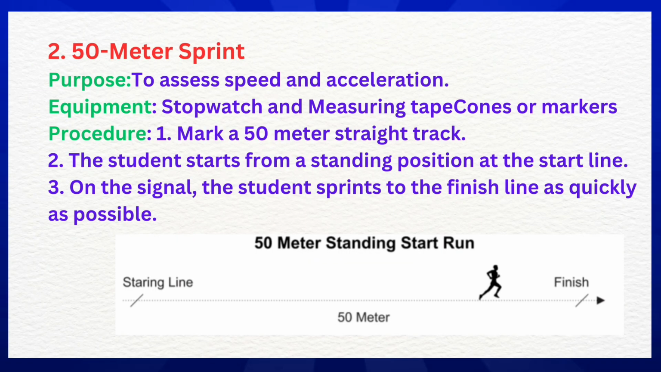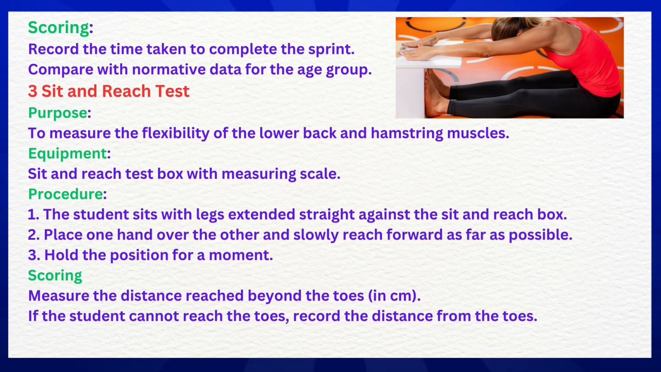2. 50-meter sprint. Purpose: to assess speed and acceleration. Equipment: stopwatch, measuring tape, cones or markers. Procedure: 1. Mark a 50-meter straight track. 2. The student starts from a standing position at the start line. 3. On the signal, the student sprints to the finish line as quickly as possible. Scoring: record the time taken to complete the sprint. Compare with normative data for the age group.